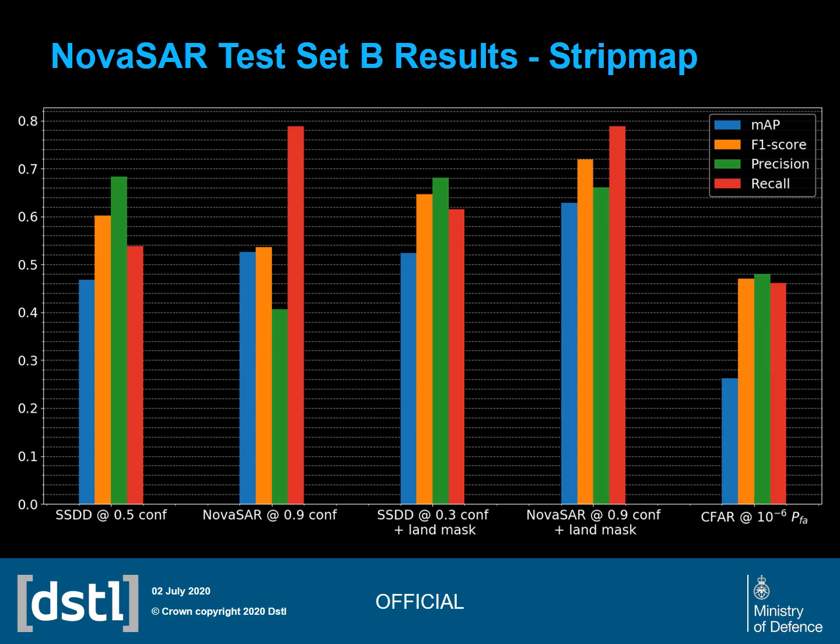By slightly reducing the confidence level required for detection and introducing a landmask, as can be seen in the third set of results, the SSDD model's recall improves without detriment to the precision. Application of a landmask to the results derived from the NovaSAR model removes a large number of false positives without affecting the recall, with almost 80% of the ships present in the image being correctly detected.